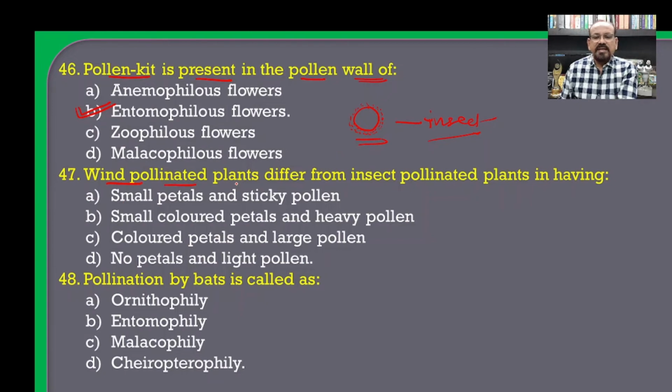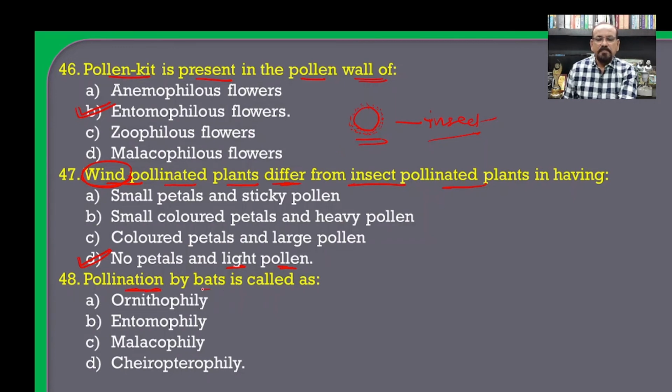Then, wind pollinated plants differ from insect pollinated plants in... If we see the pollen which is transported with the help of wind, it must be lightweight. The presence or absence of petals is not related to the anemophilous condition, but only the size or the weight of the pollen grain is important, and hence no petals and light pollen will be the correct answer for this question.